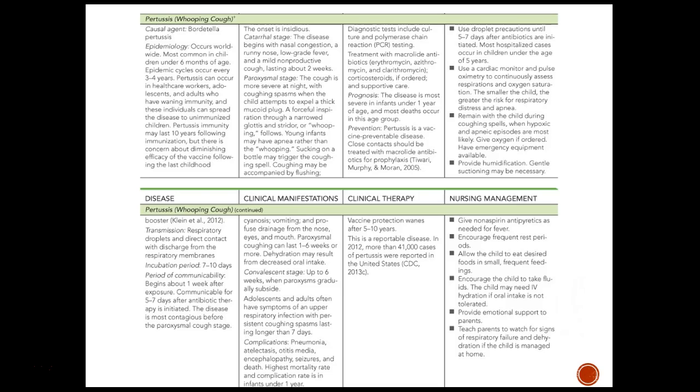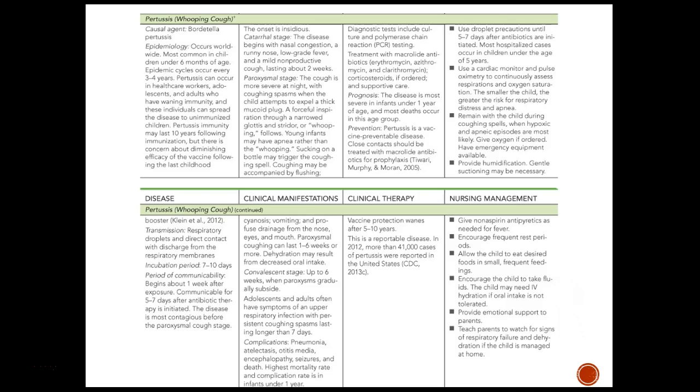The next illness we're going to talk about is whooping cough, or pertussis. And those of you who have paid attention in class might have remembered me talking about pertussis or whooping cough in relation to newborns or moms that need to be vaccinated before they go home with the Tdap. And this is the most common in children under 6 months of age.